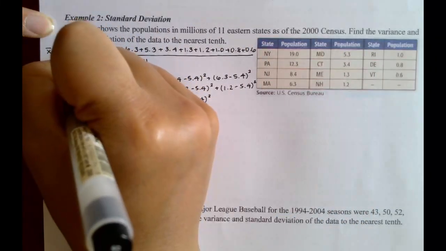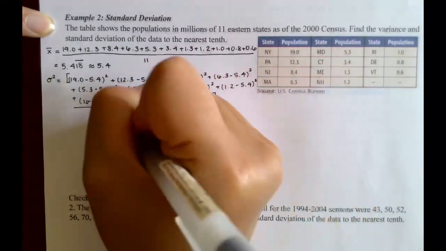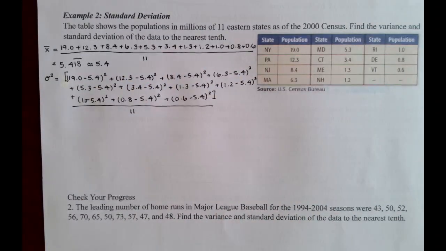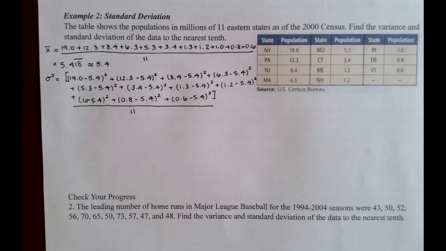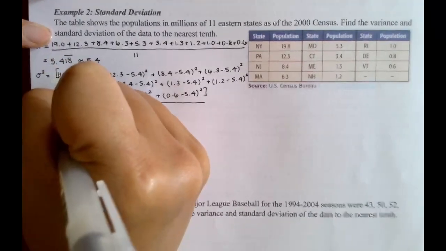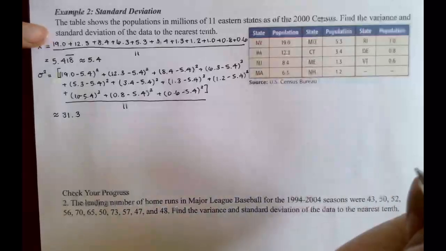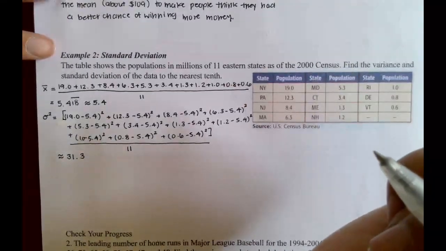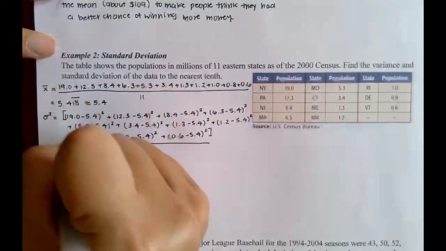And then I want all of this added together, right? And then I'm going to divide it by however many there are. In this case, there are 11. So what this gives me is approximately 31.3. Right? So that's what the variance is. Right, so this is the variance.